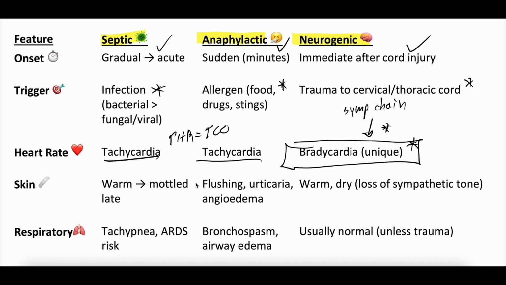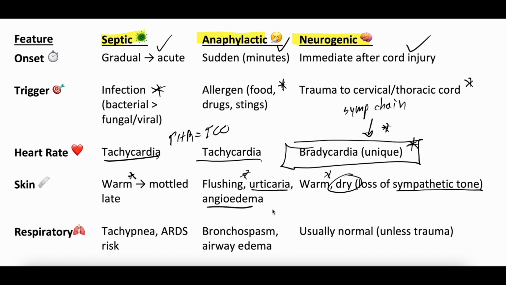Your skin exam in all these shock states is going to be warm and flushed. Okay. Now, in anaphylactic shock, you also, on the skin exam, usually have urticaria or angioedema or a rash of sorts. And in neurogenic shock, you've lost your sympathetic tone, so you're often dry and not sweaty, right? Because you don't have that sympathetic drive to do that.